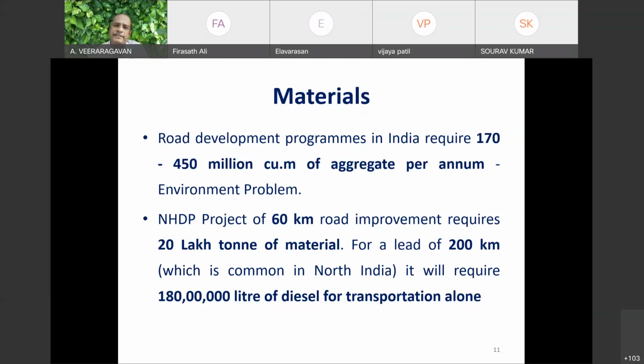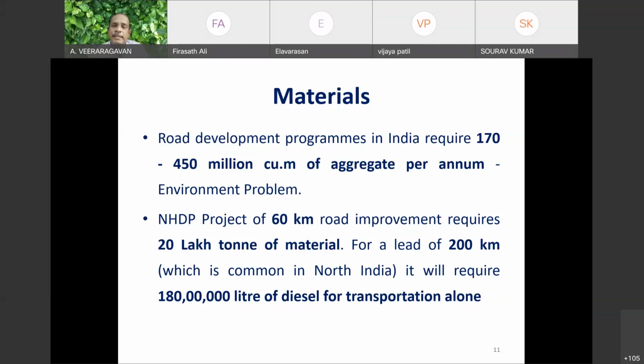For constructing a 60 kilometer road improvement, we require nearly about 20 lakh tons of aggregates. And many of the states don't have quarries, and many of the states have banned quarries. And if you want to transport the aggregates for 200 kilometers, the diesel requirement will be of the order of 180 lakh liters for transportation alone. So this transportation cost adds to the cost of the material.